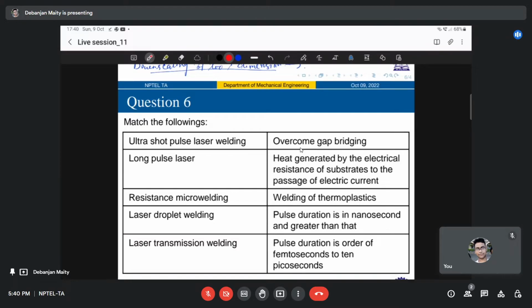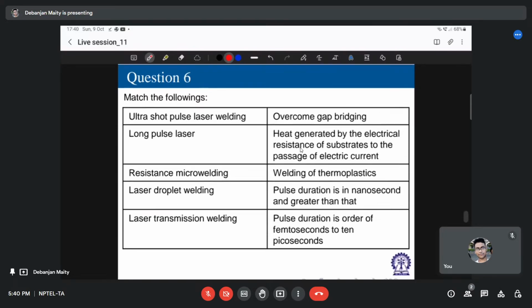Let's move to question number 6. In question 6, it's again asked about different kinds of welding techniques and to match the following. To start with, the first one is ultra short pulse laser welding. In ultra short pulse laser welding, the pulse duration is in the order of femtoseconds to picoseconds, right?